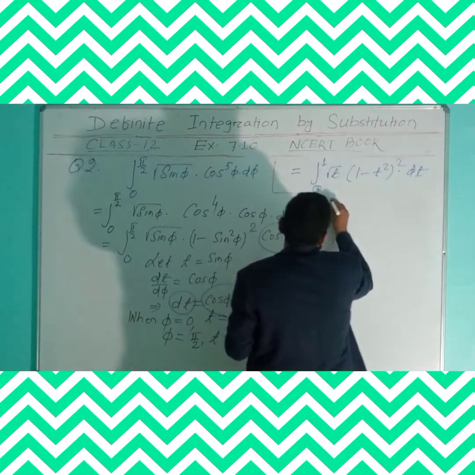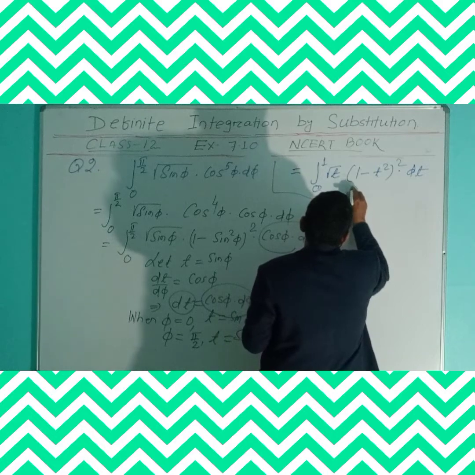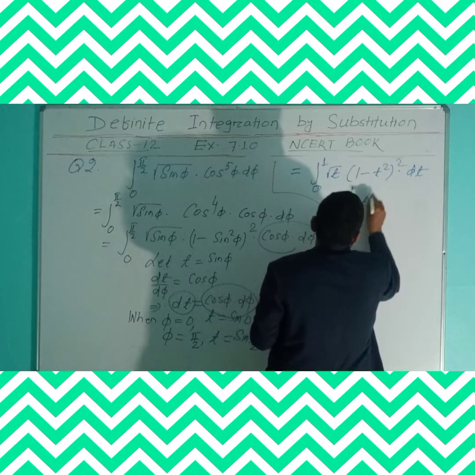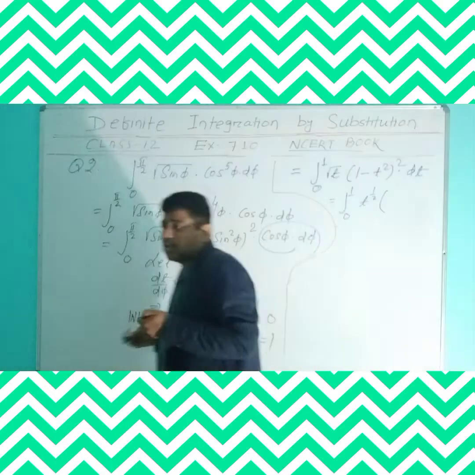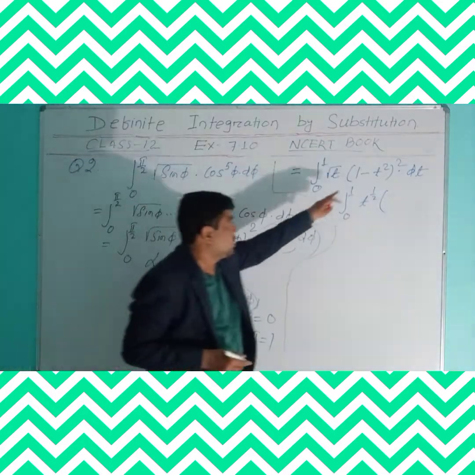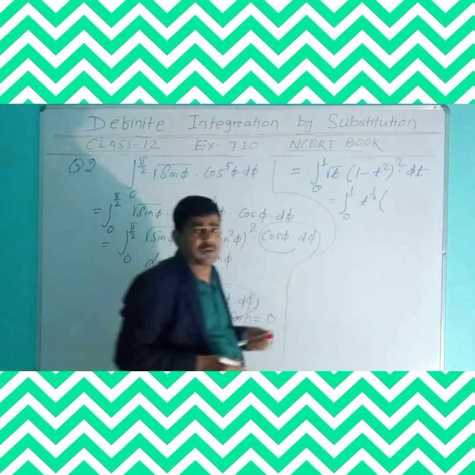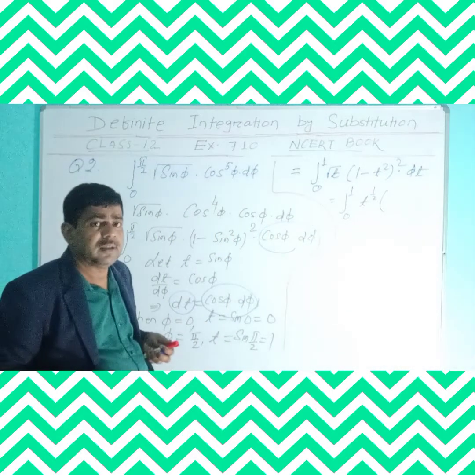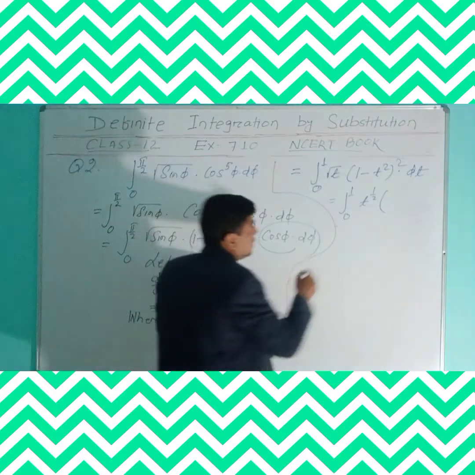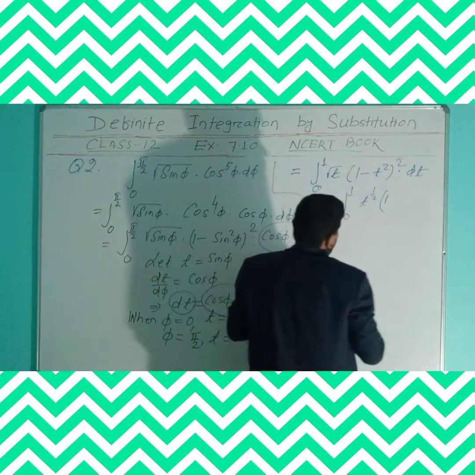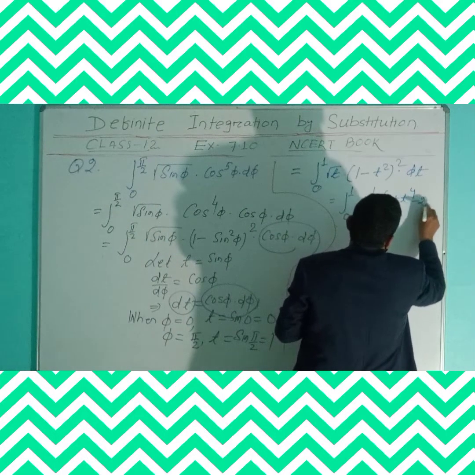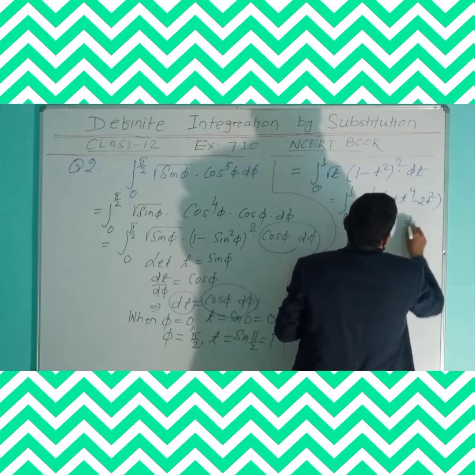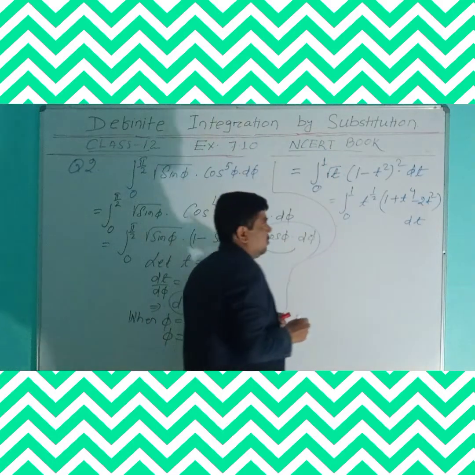So integration of 0 to 1 t to the power 1 upon 2, you can write 1 minus t square whole square. Understand? So you can write 1 plus t to the power 4 minus 2t square dt, using the concept of a minus b whole square.